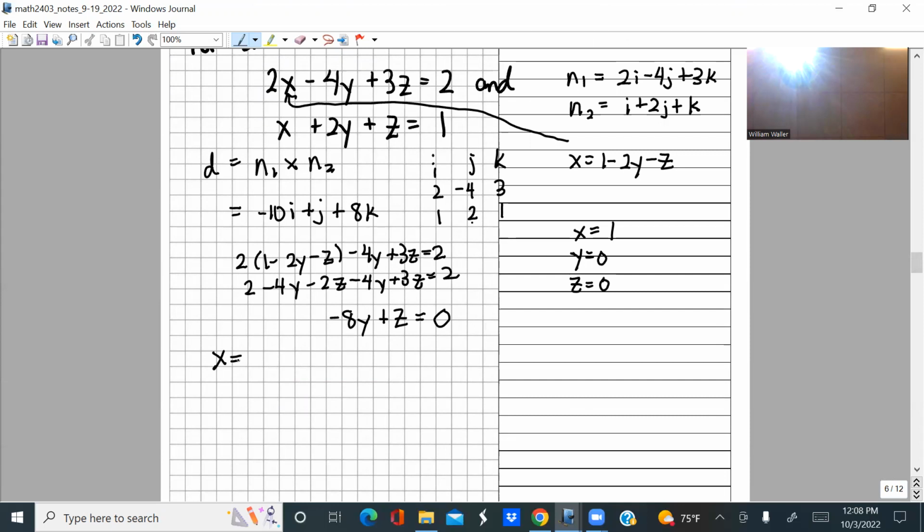How did we get this? Take this, right? And then use this coefficient to form the first parametric equation. And then what's the next one? 0 plus t, right? 1 times t. And then the third one is 0 again, plus 8 times t. So, yay, there it is. There's the line of intersection between those two planes, right?